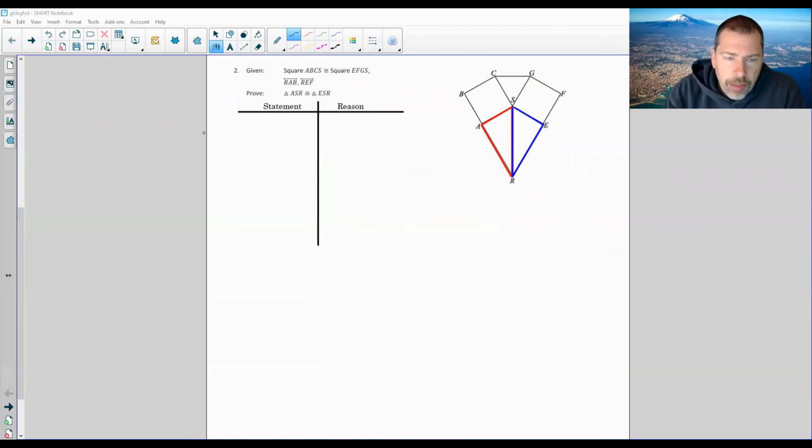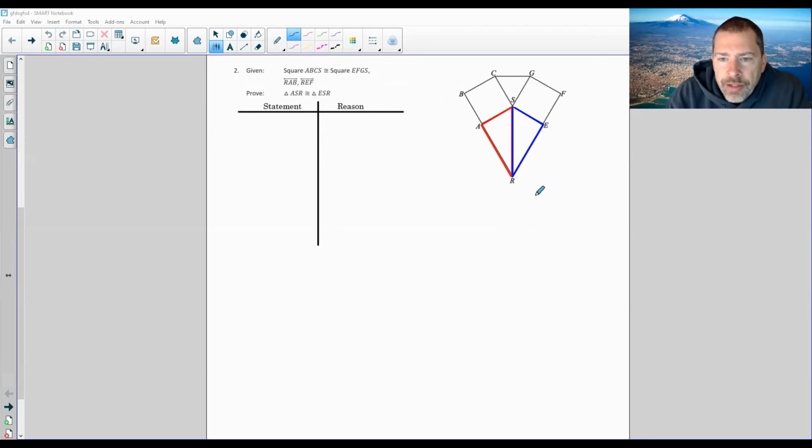Okay, here we go on to problem 2. This one's a little different. We haven't dealt with squares before. And this says, given square, blah, blah, blah. Well, first, let's look at what we're trying to prove. We want to prove triangle ASR is congruent to triangle ESR. So I've color coded those, ASR, ESR.